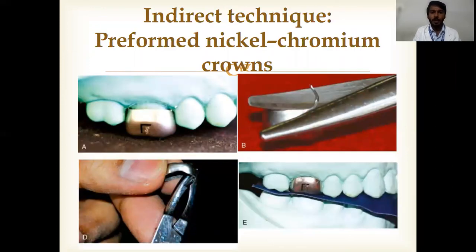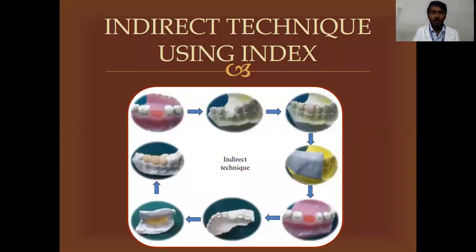So the first one is a preformed nickel-chromium crown. As you can see, it is done in a cast. So the appropriate size is being selected. It is then applied to the tooth surface with the help of some pliers to get a proper contour and adaptation. And the excess, if there is any, is cut off with the scissors from the cervical region. After proper adaptation, it is then seated in the cast. We check for the occlusion. After checking the occlusion and confirming, we will cement it in the patient's mouth.